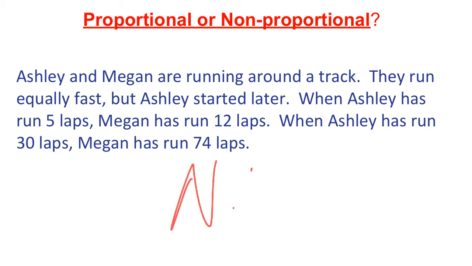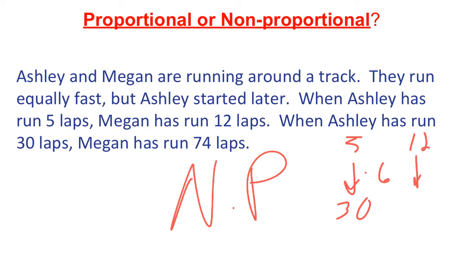This answer is non-proportional. The connection from 5 to 30 is times 6, and the connection from 12 to 74 is not times 6. So they're not connected by the same number, and though they run at the same pace, Ashley started later, so that means there is some extra involved, either subtract or addition, which would account for a disconnect between the girls running.